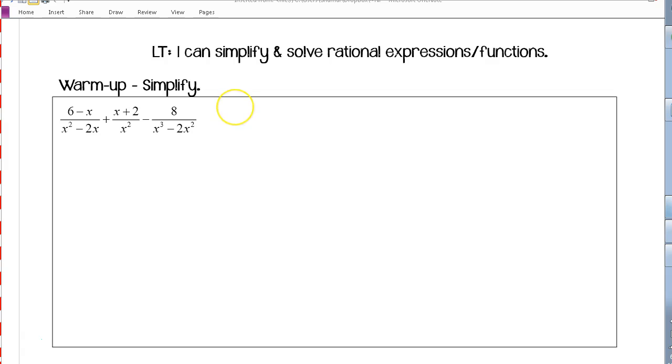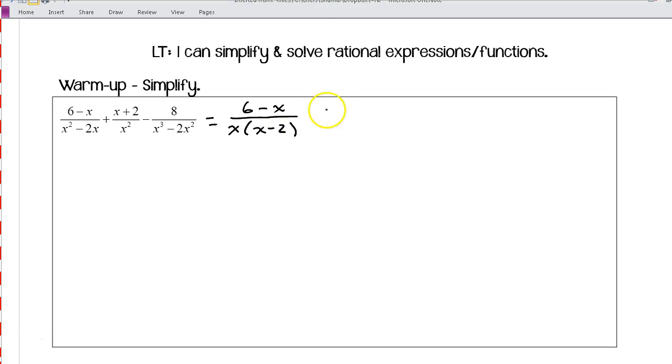So what I'm going to do first is I'm just going to factor everything that I can. So this, and I'm going to factor an x out of these. So I've got x times x minus 2, and then plus x plus 2 over x squared, nothing to factor there, minus 8 over, and then each of these terms has an x squared in it, so I'm going to factor that out, x squared times x minus 2. Okay, so I can see that my common denominator is going to be x squared times x minus 2, because that's got one of everything in all the denominators.